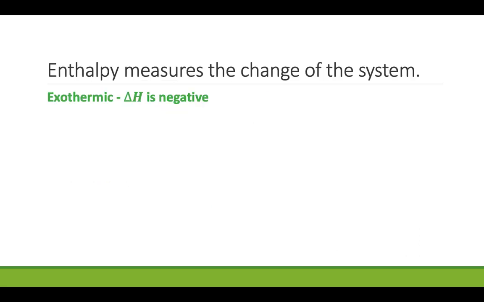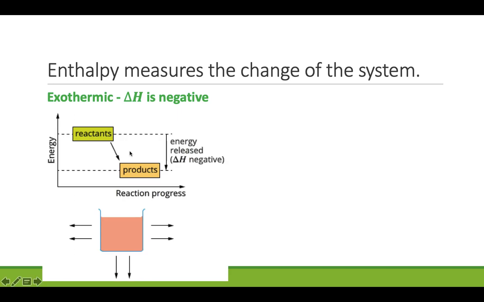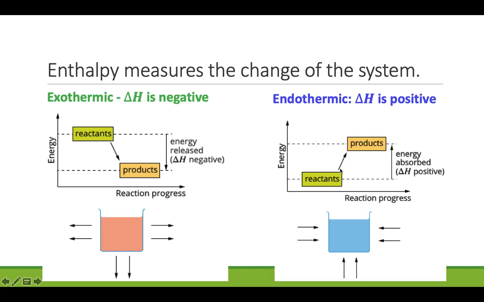So, for the exothermic reaction, reactants need to release energy to become the products. So then the enthalpy change, which is the enthalpy of the products take away the enthalpy of the reactants, will be negative because products have less energy after the energy is released during the reaction process. Then on the other side, for the endothermic reaction, the reactants need to absorb energy to become products. Then delta H will be positive because energy is absorbed.